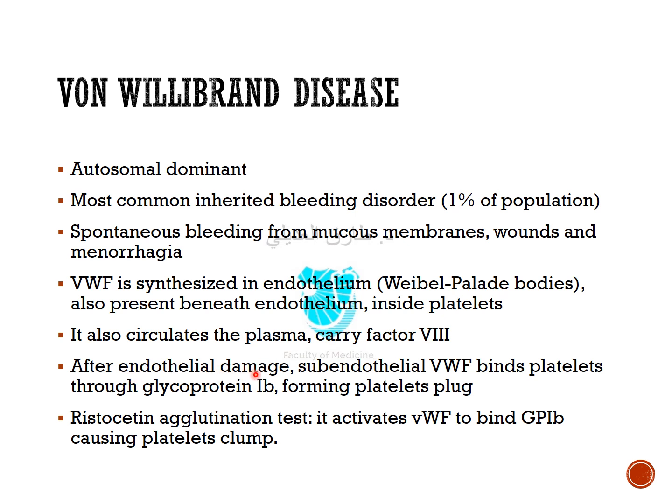After endothelial damage, as we mentioned, when the endothelial cells are damaged and torn away, the subendothelial von Willebrand factor will become exposed and it binds the platelets through glycoprotein 1b, which is CD42b, forming the platelet plug. And as we mentioned, we can make this test in vitro by adding ristocetin, which activates the von Willebrand to bind the platelets. So we can check for both of them by doing this test.